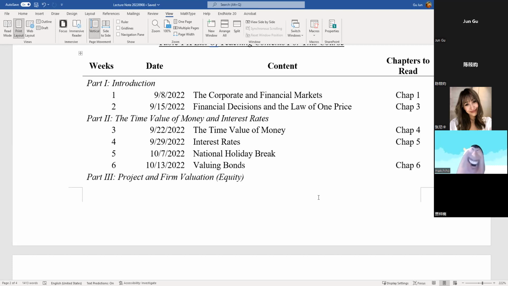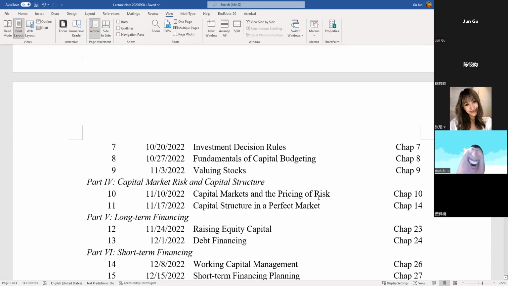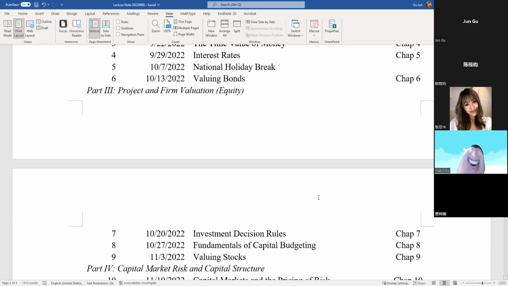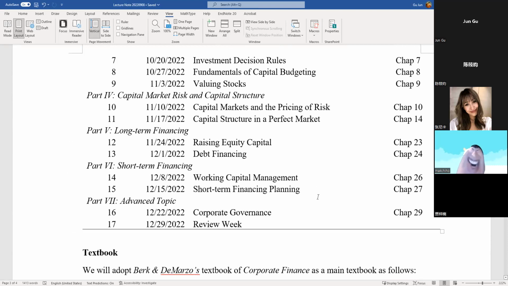For the third week, we will have an introduction about the time value of money. Then there will be something related to project and firm valuation. There will be some overlaps between this course and the course of financial statement analysis, if you have one. Then we go through some chapters about risk, which is very important in finance. Then we have some time for long-term and short-term financing. If any time is left, I'll give an introduction about corporate governance.